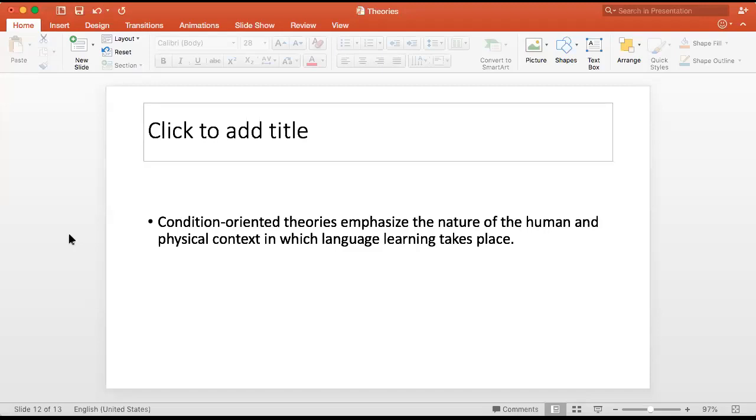Now for that, I would refer to Krashen. Okay. Now Krashen has given certain conditions on language learning. I would also like you to read Krashen.